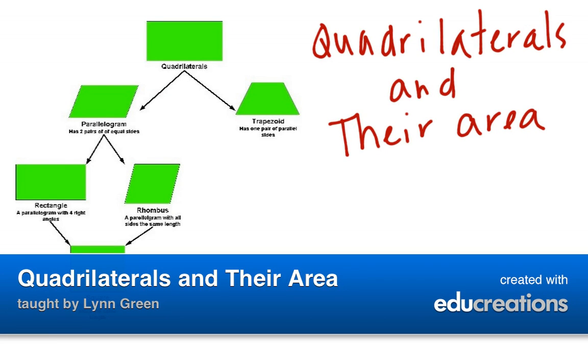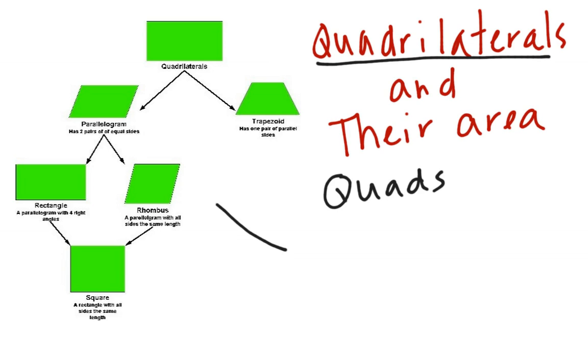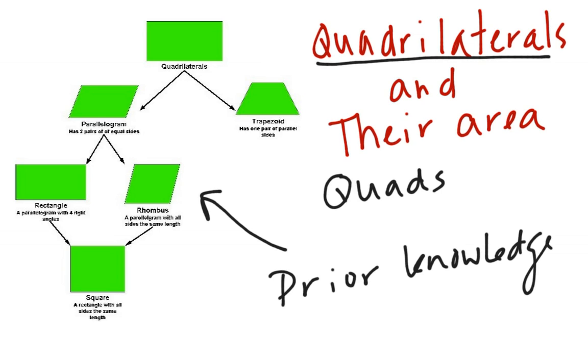Hello, it's Mrs. Green, and this lesson is called Quadrilaterals and their area. So this is a pretty big word, quadrilateral. Sometimes I like to abbreviate it with the word quads. And you might be able to figure out a little bit about quadrilaterals from my graphic, and that might help you with your prior knowledge. So you're writing down what you know about these shapes, and then we'll move on to key information.